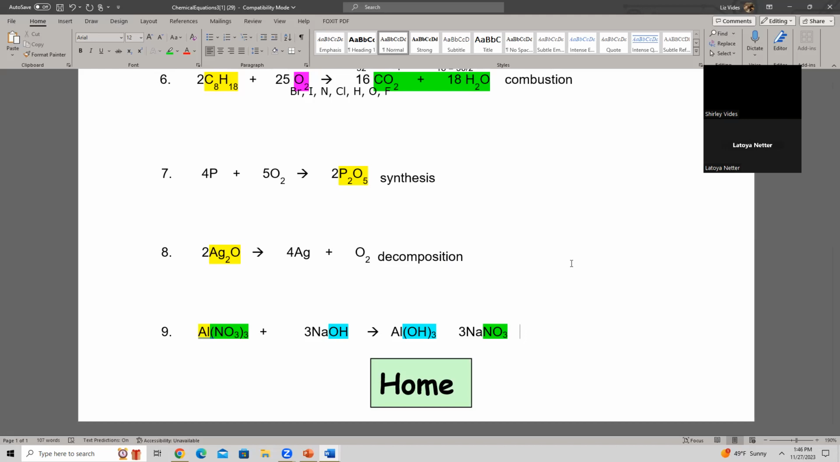Okay, what about this one? It's making a connection. Okay, so what kind of? So they make it a double. Yes, and double replacement.